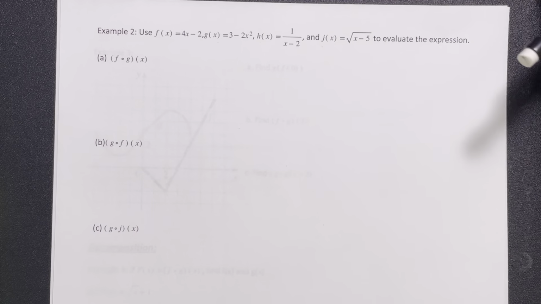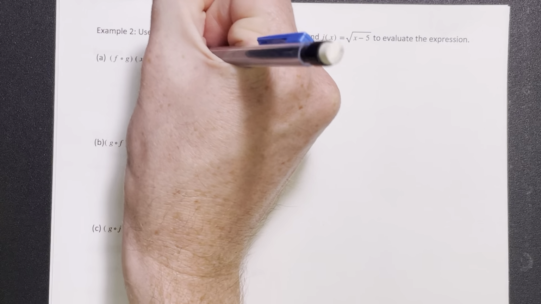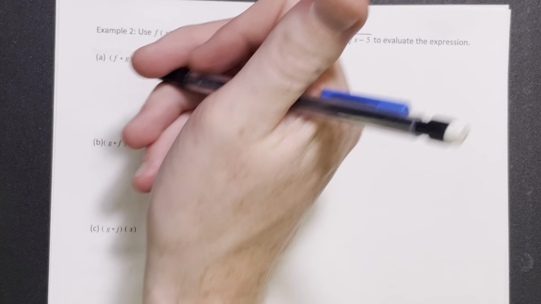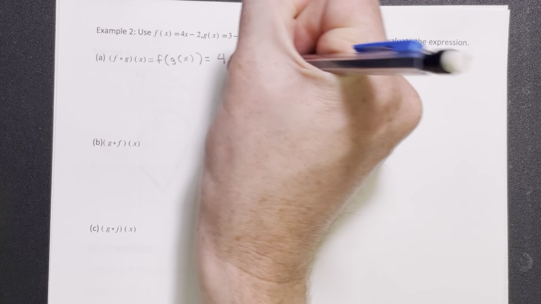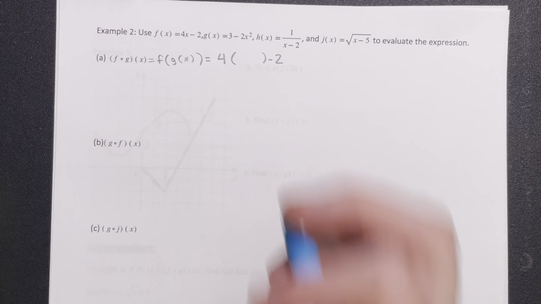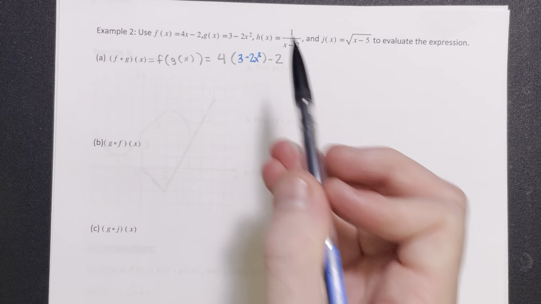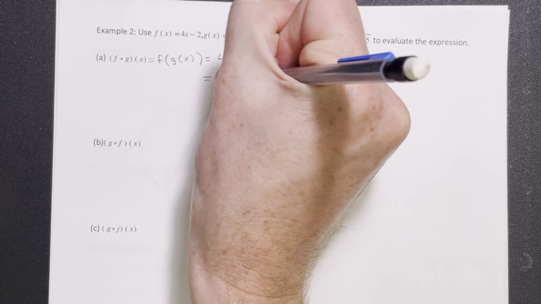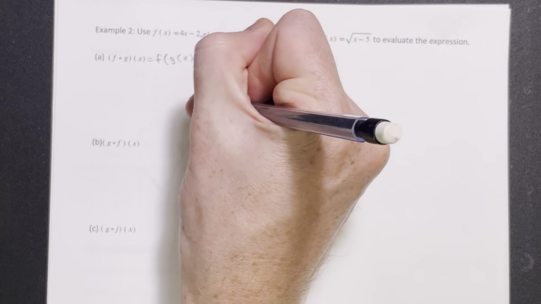All right, so the first one's f of g. F of g of x would be equivalent to if I had written it with g going into our f. So I'm going to start with my f function, which is 4x minus 2, but the x is being replaced with whatever g of x is. In our case, that's 3 minus 2x squared. Looking at this, we have this distributive property to simplify. And then we can combine like terms.